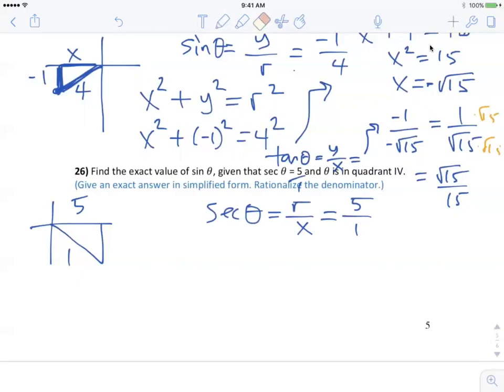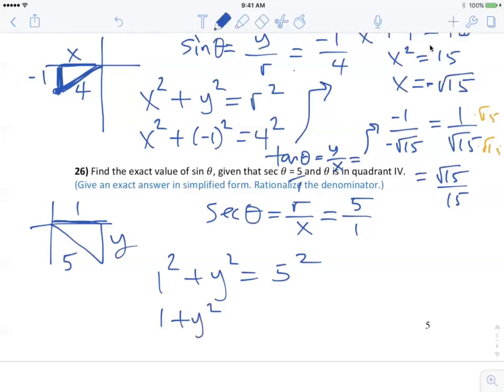Good thing this can erase. R is 5, x is 1, and that's a positive 1. R is always positive. R will never be negative. So this is the y that's missing. We need to find that y. So 1 squared plus y squared equals 5 squared. That's going to be 1 plus y squared equals 25. So y squared equals 24.